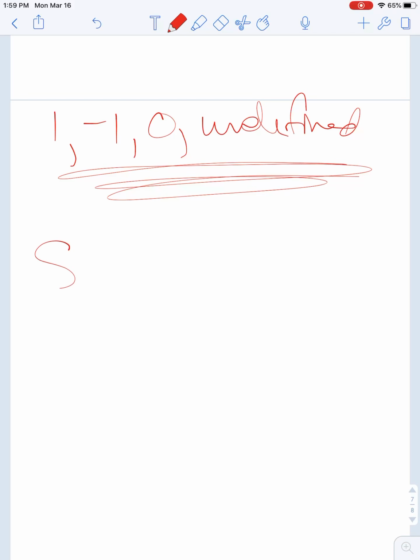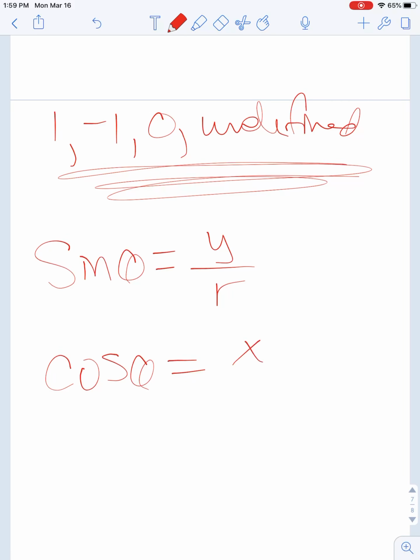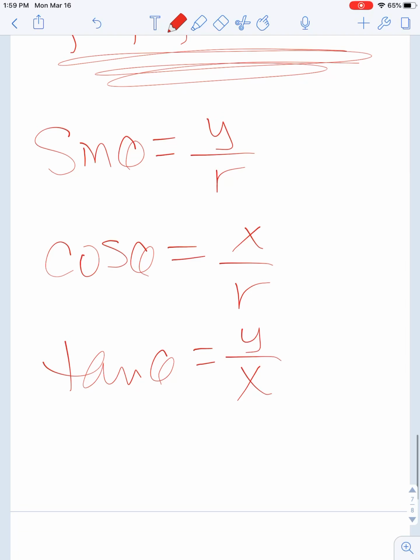So again, let me just sum it up. Sine with a quadrantal angle is y over r. Cosine is x over r. Tangent is y over x. And then you have the reciprocal functions. You can flip those. You're always referring back to this triangle.